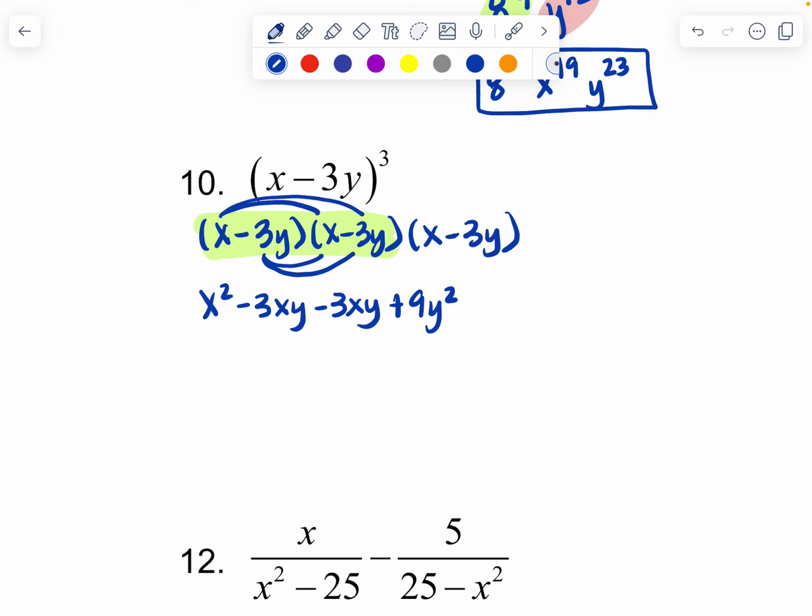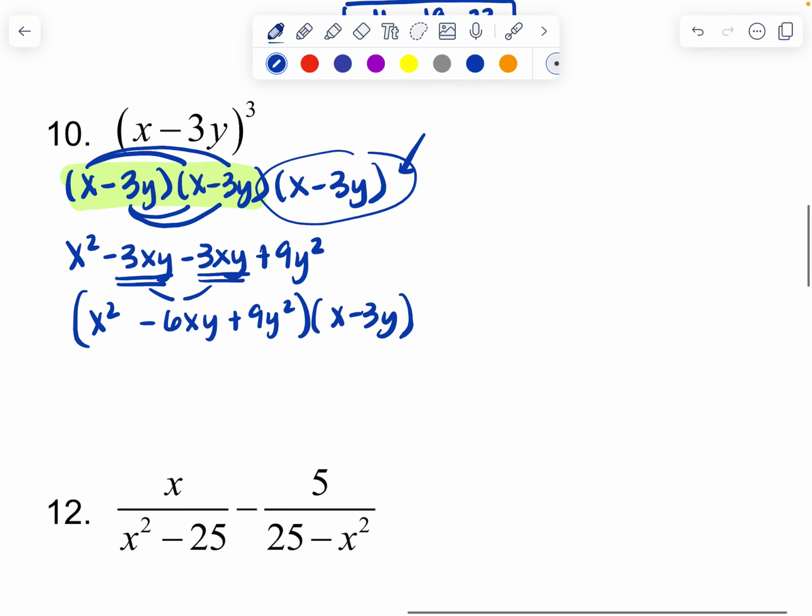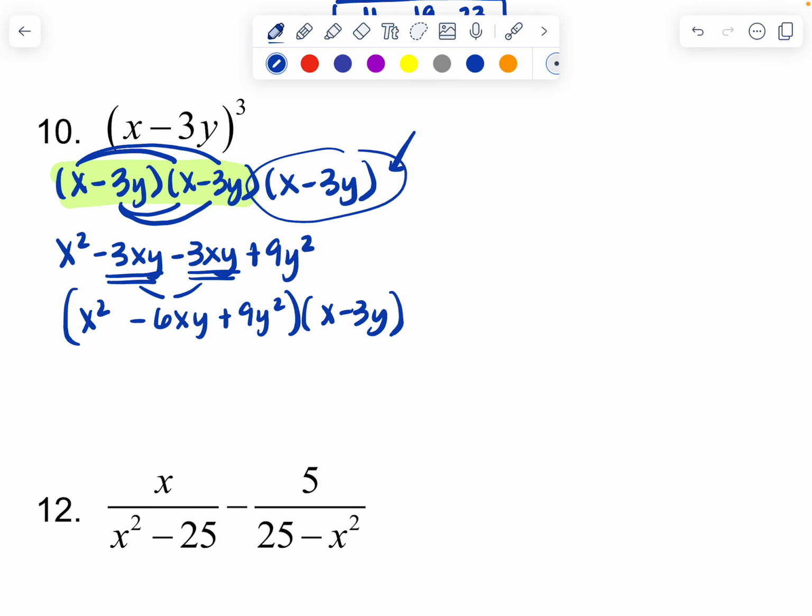Now, before I get all crazy and multiply by this, let's simplify. So what's negative 3xy minus 3xy? So you're going to have x squared. This combines to make negative 6xy and then plus 9y squared. Now, don't forget, we still have to multiply it by this last x minus 3y. Okay, now look, this is where the problem gets super duper long, but just go slow. You can do it. It's not that bad, okay?